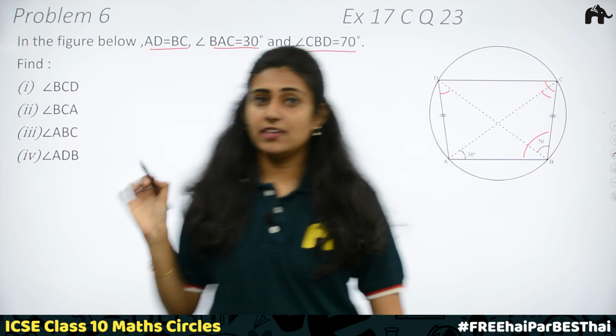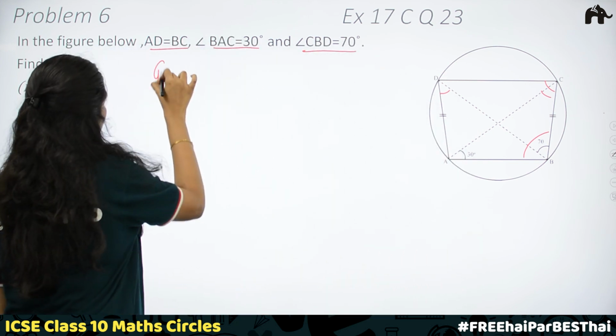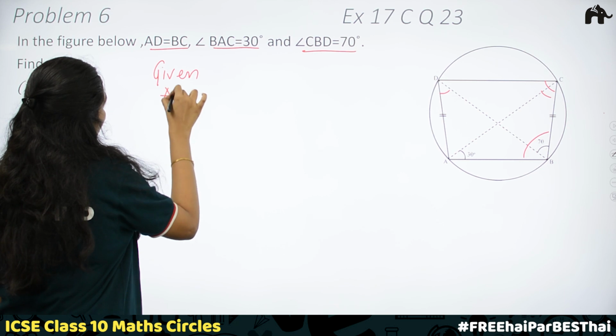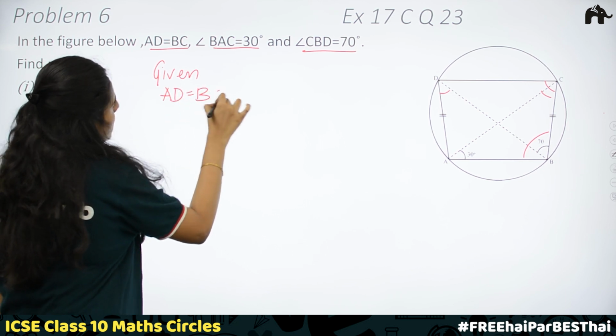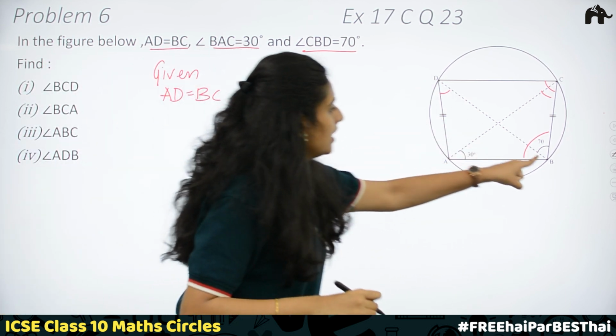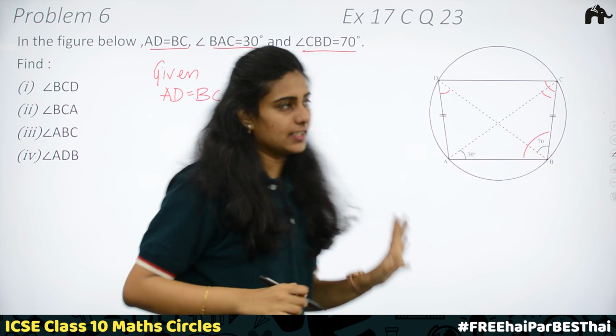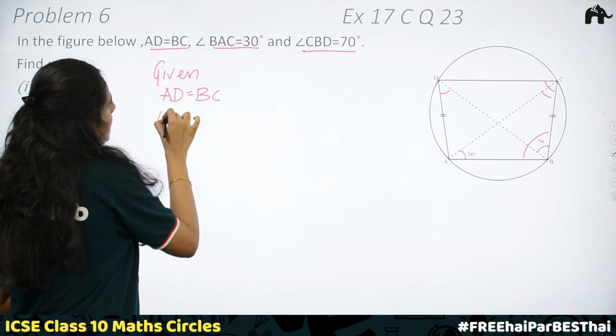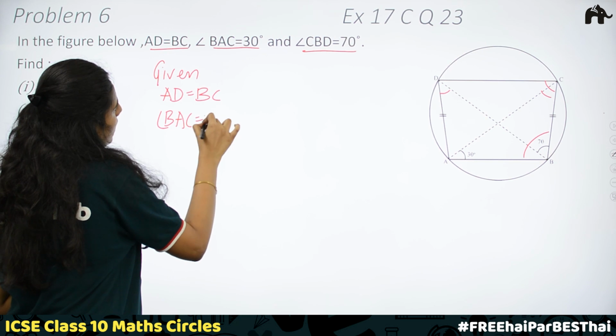In the question it is given that AD is equal to BC. Here we have AD and this is BC. They are the chords of the circle. Then angle BAC is equal to 30 degrees.